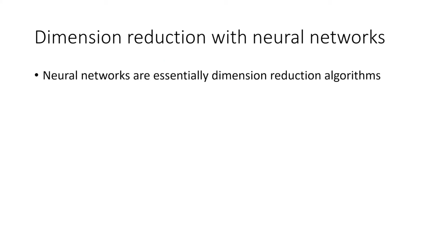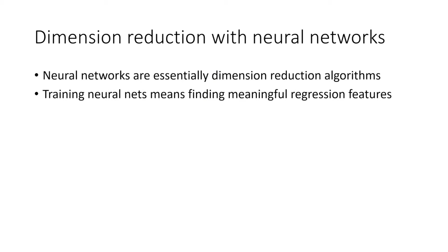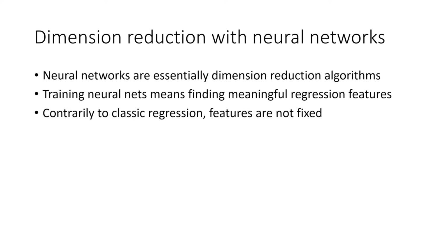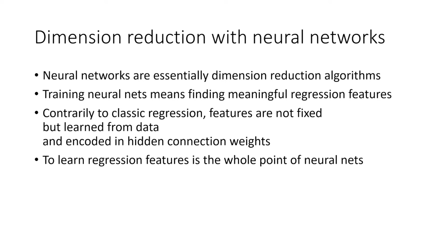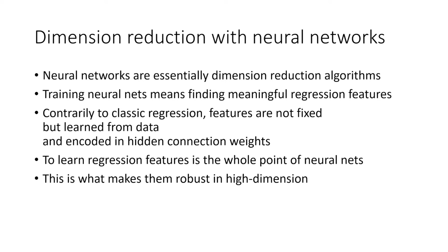So a neural network is essentially a dimension reduction algorithm. Training an ANN means finding the regression features that matter for given labels. Contrarily to classic regression, those features are not fixed, but learned from data and encoded in the hidden connection weights. To learn those features is the whole point of the neural networks. This is what makes them robust in high dimension and qualifies them as artificial intelligence constructs.